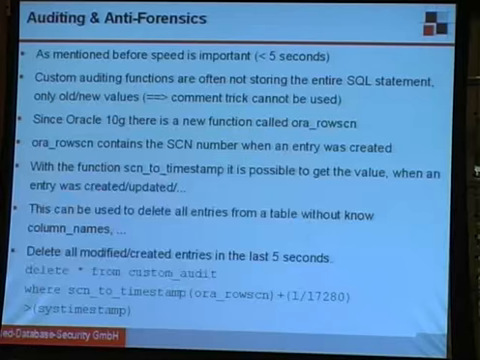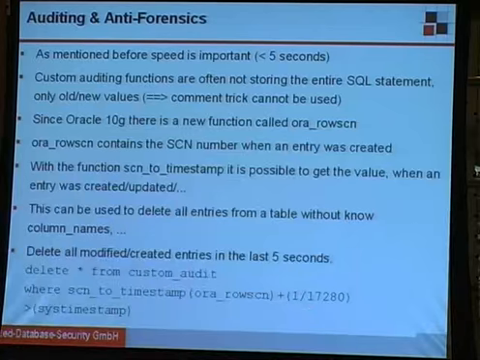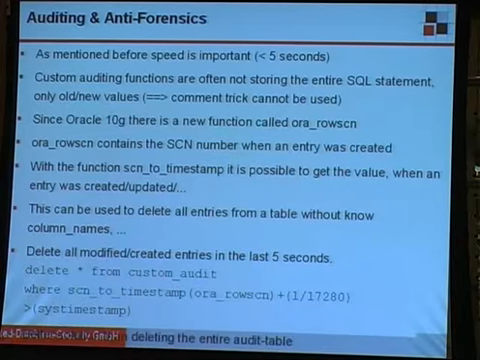Delete from customer audit table where SCN_TO_TIMESTAMP. Here we retrieve the SCN number from every column, and we say delete all the entries which were created or modified in the last 5 seconds. And in most organizations, you don't see if there's a hole of 5 seconds. This is normally a better solution than deleting the audit table.